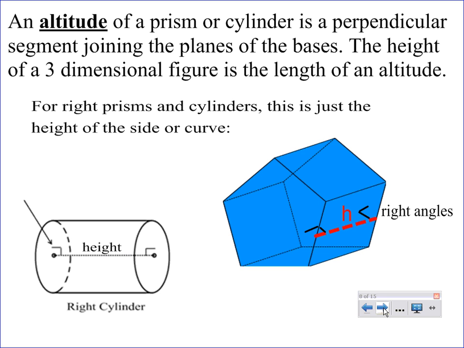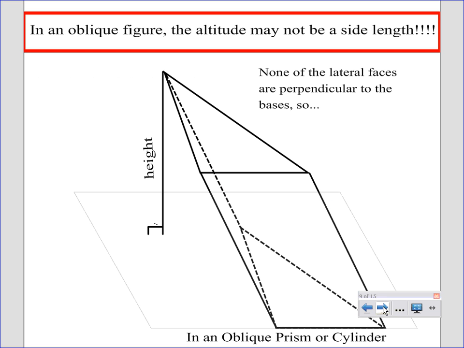The altitude of a prism or cylinder is a perpendicular segment joining the planes of the bases. The height of a three-dimensional figure is the length of an altitude. For right prisms and cylinders, this is just the height of the side or a curve. So here's the height of my right cylinder. And then the height here, remember, has to be a right angle. In an oblique figure, the altitude may not be a side length. Notice that the height is on the outside of the figure. None of the lateral faces are perpendicular to the bases, so we have to draw one on the outside.